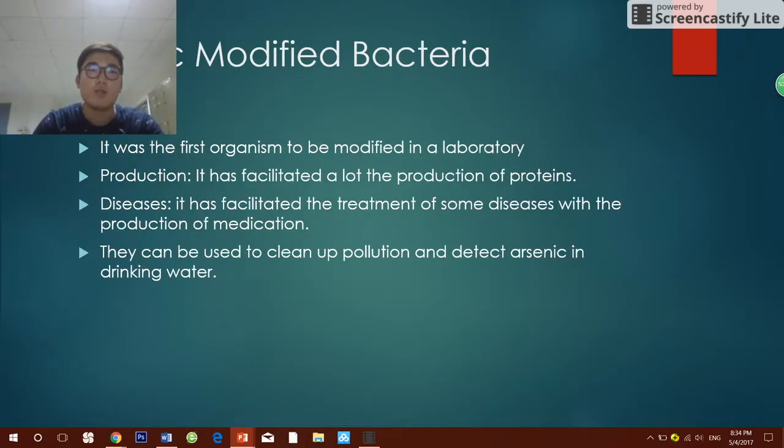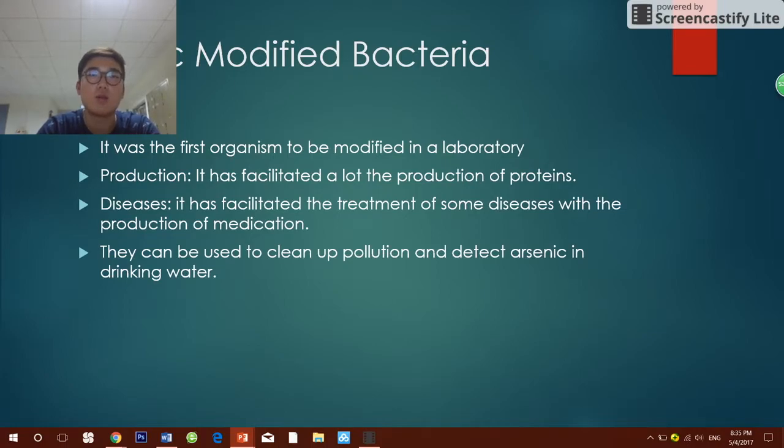Genetically modified bacteria. The genetically modified bacteria was the first organism to be modified in a laboratory because of its simple genetics. These organisms are used nowadays for the production of large amounts of proteins, so they can be used in medicine. With the help of genetically modified bacteria, it's been possible to produce medication for diabetes or treat hemophilia. There are other varieties of use for this bacteria.